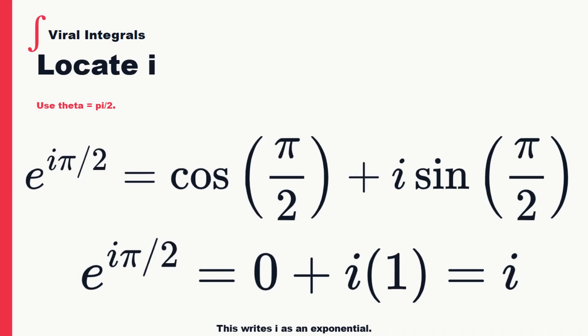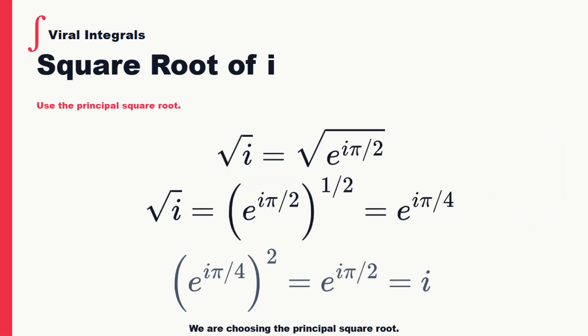Use Euler's formula at theta equals pi over 2. Cosine pi over 2 is 0, and sine pi over 2 is 1. So e to the i pi over 2 equals i. We will use the principal square root.